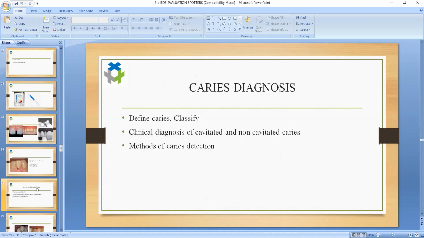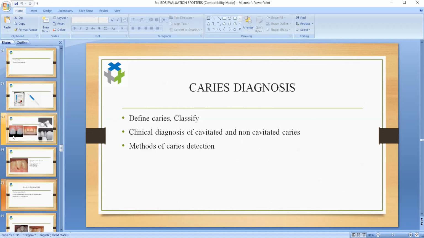Okay, so what are the instruments you have in this kit? You should be able to talk on that. Okay. What is the use of a spoon excavator? It is used to remove the infected enamel, before the cavity preparation. Okay, okay. Now I call upon Janani J.